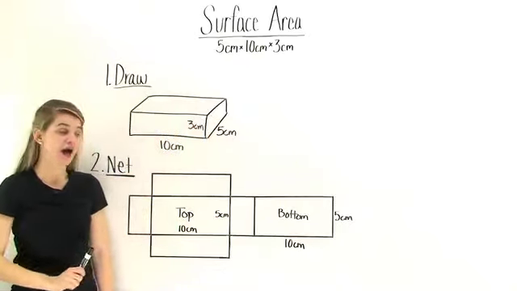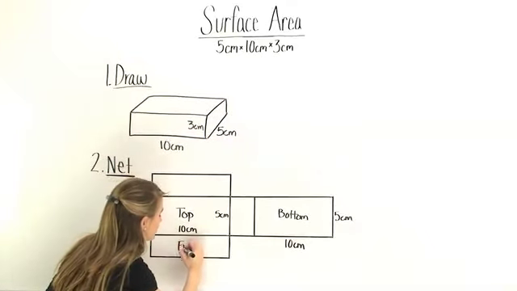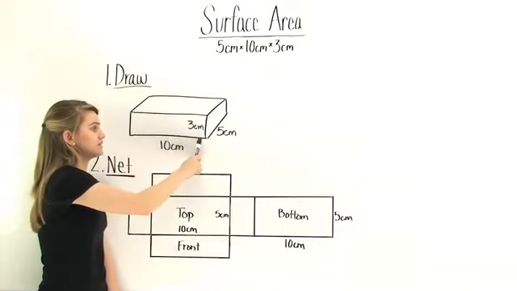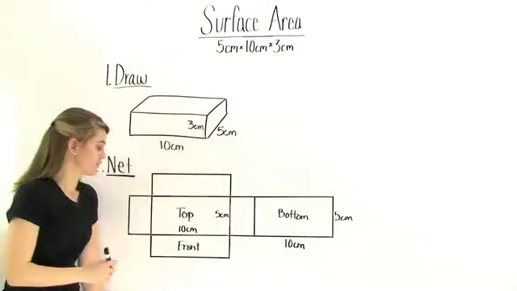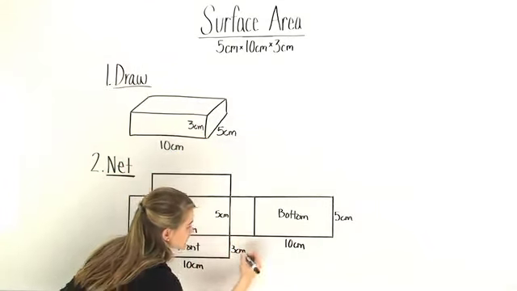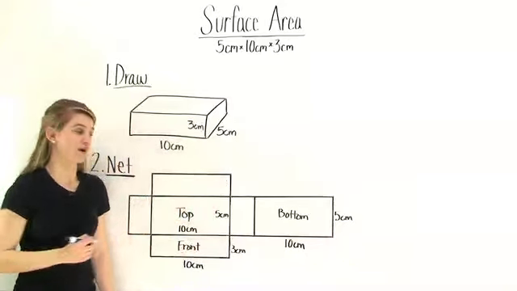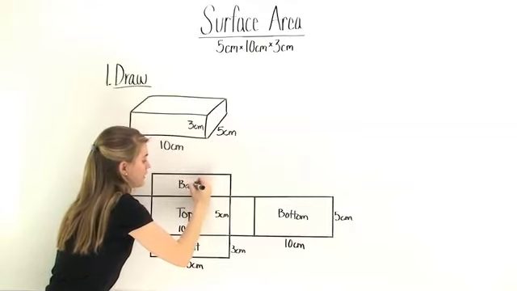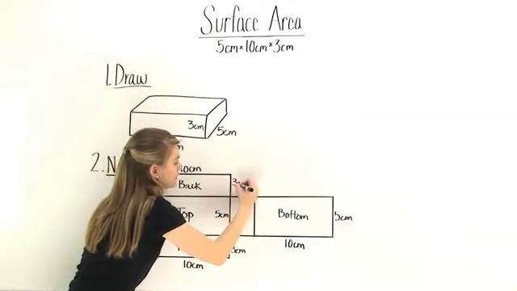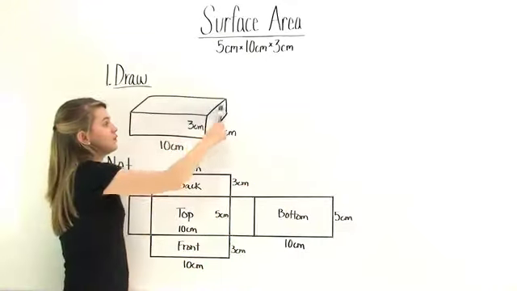Well, if this is the top, this piece right here would be the front rectangle. The front rectangle has dimensions 10 centimeters by 3 centimeters. So this right here is 10 centimeters, and this is 3 centimeters. If this is the front rectangle, this rectangle right here is the back rectangle. So the back rectangle has dimensions 10 centimeters by 3 centimeters, the same as the front rectangle.